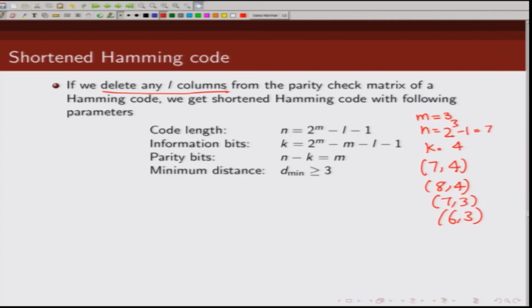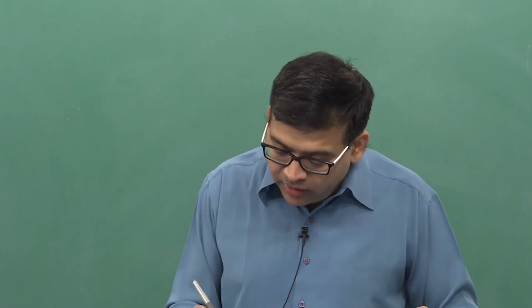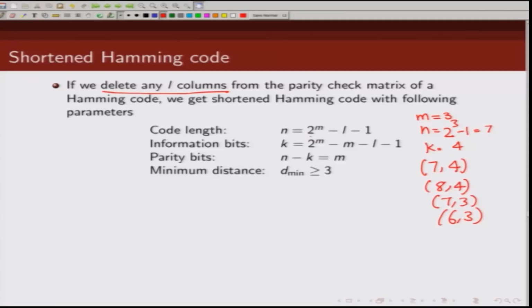Now, if I delete L columns, that means my code word length is decreased by L. So, my new code word length is then 2^m minus 1 minus L. So, this is my code word length. Now, the number of rows is still the same, that is m. So, the number of parity bits is still the same, but since I deleted L coded bits, the number of information bits also got decreased by L.